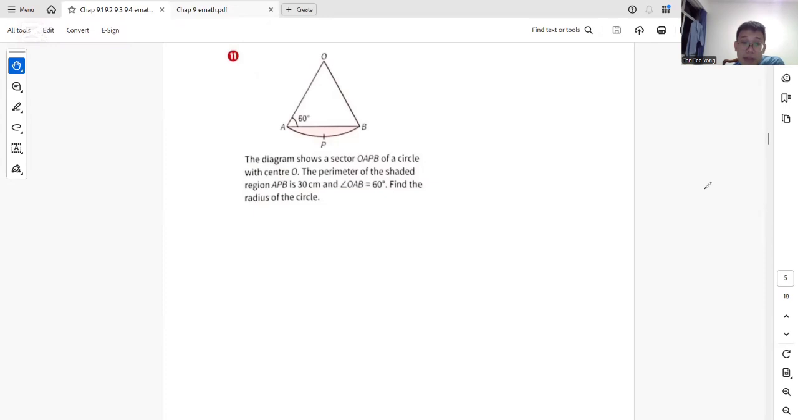The diagram shows a sector OAPB of a circle with center O. They say that the perimeter of the shaded region APB is 30 cm. So this straight line and this arc is 30 cm. And then angle OAB is 60 degrees as labeled here. Find the radius of the circle.